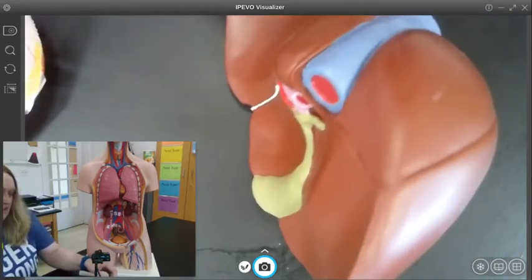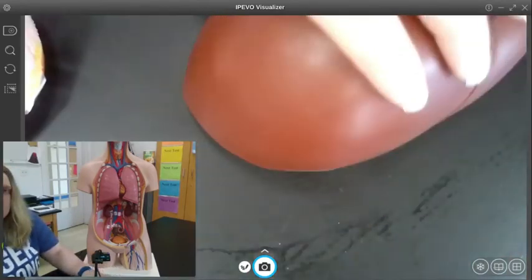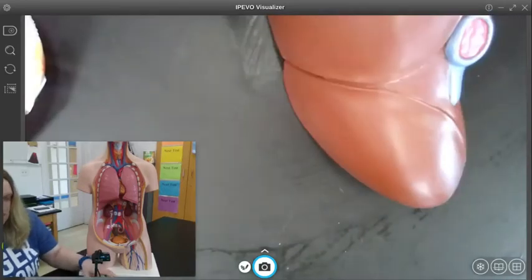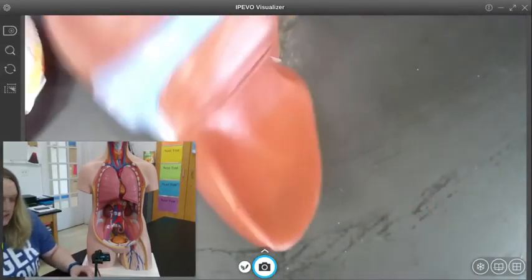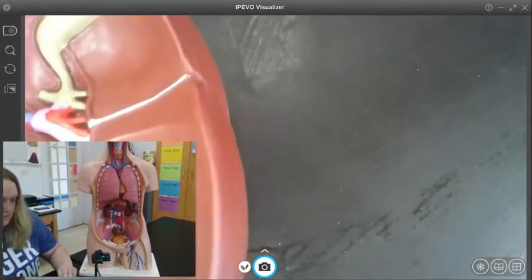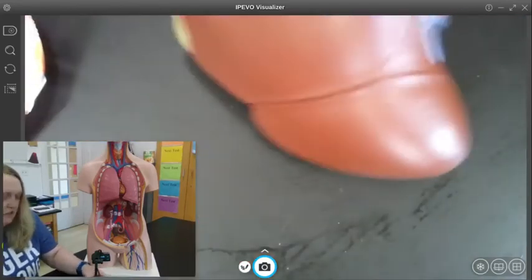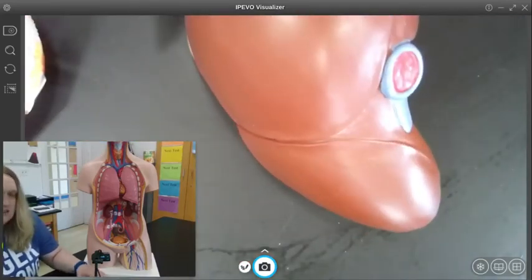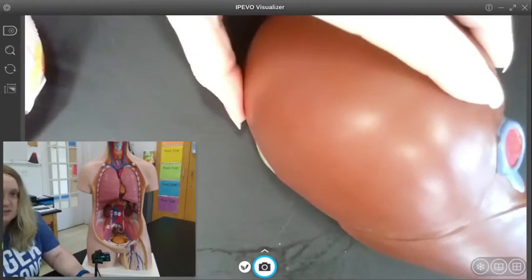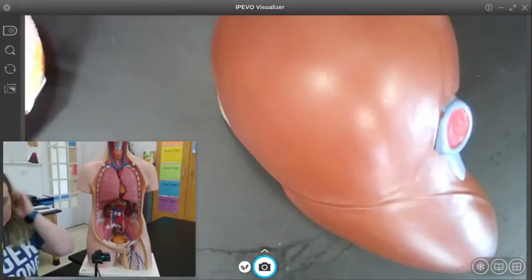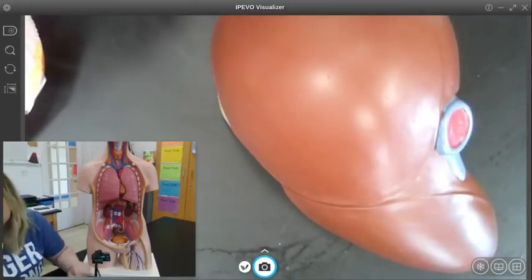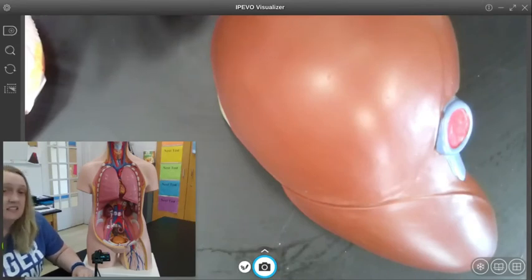This is the liver. The liver has different lobes to it. Okay, it actually has 4 lobes, if I'm remembering correctly. The liver is unique because it actually can regenerate. But the question I'm going to ask you is, what body system is the liver a part of?